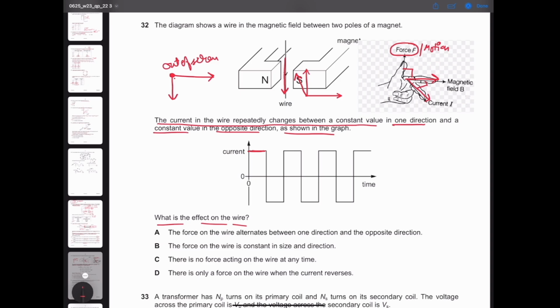So what is changing? Only the force is changing. Answer should be A. I will repeat again. The direction of magnetic field is constant. Current, first it is down, then the thumb will be out of the plane. Then the current is upwards, then the force will be into the plane. Just give it a try, you will get the idea. So the force alternates.